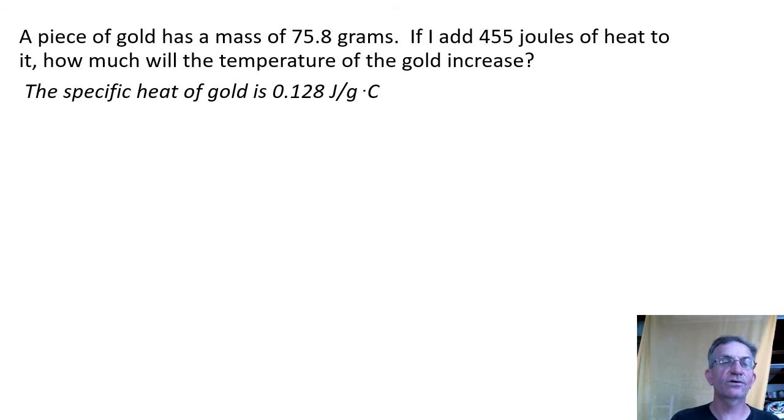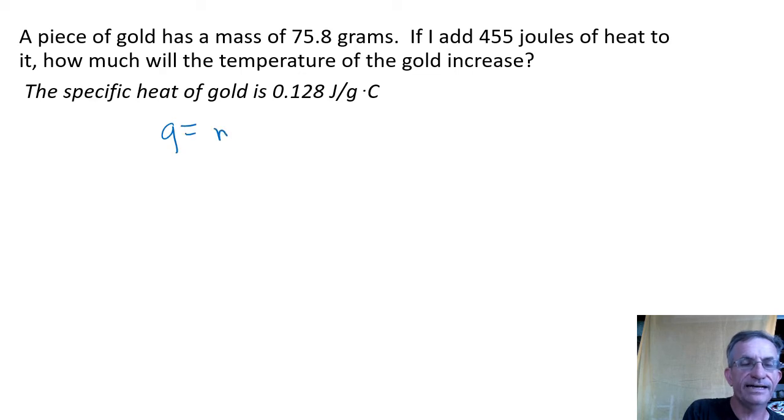Let's see. It says a piece of gold has a mass of 75.8 grams. If I add 455 joules of heat to it, how much will the temperature of the gold increase? All right. So another problem with heat. If there's a problem with heat, you're going to be using this equation. There's only one equation to know. This is the one you got to use.